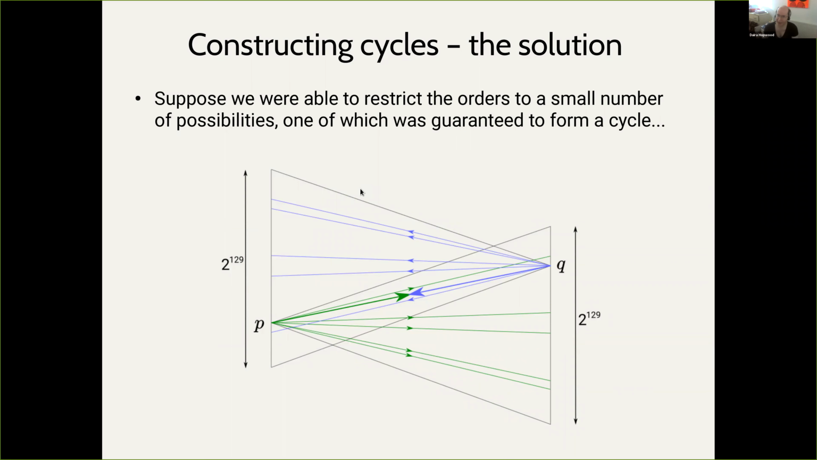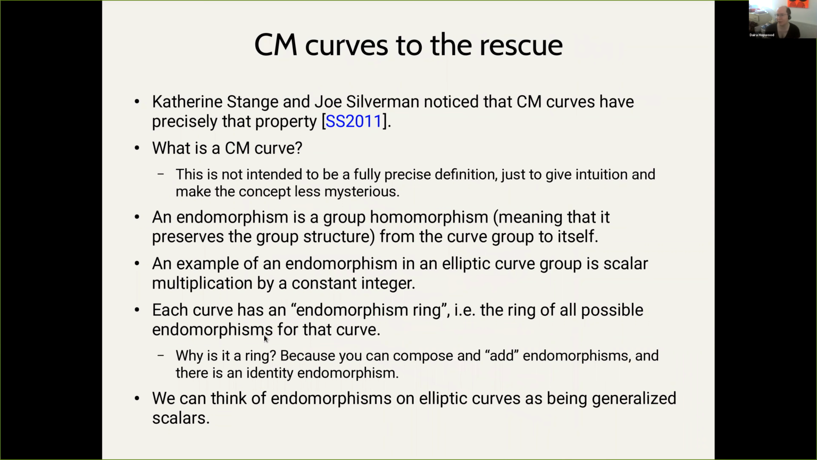So what if instead we could restrict the possible orders to a small number of possibilities, so that we were guaranteed that one of them was the prime that we started with. So in this case, we have 6 possible orders for the curve over Fp, and for each of those we have 6 possible orders for the curve over Fq, and one of them is p. So that would be nice. How do we construct that?